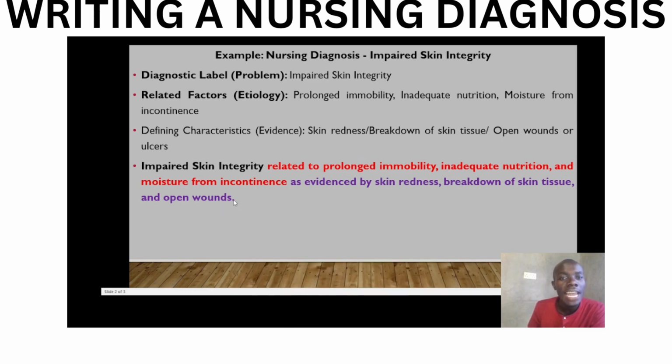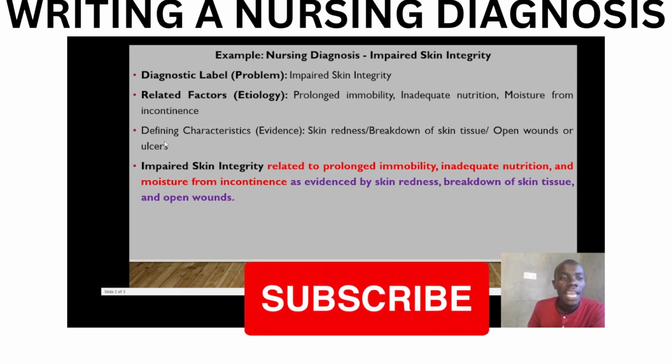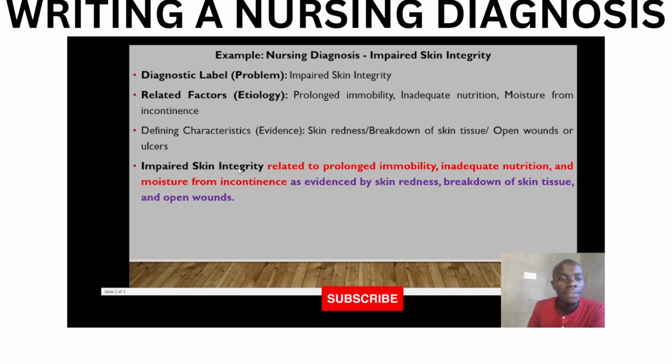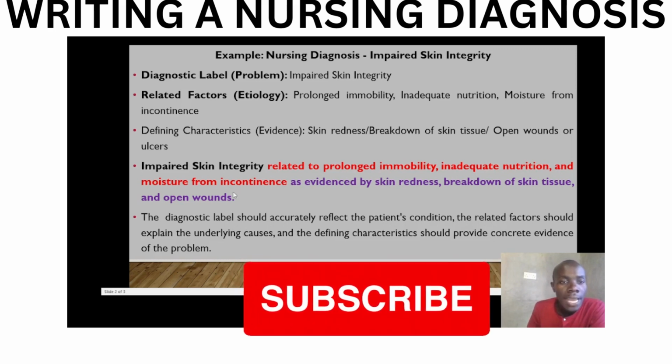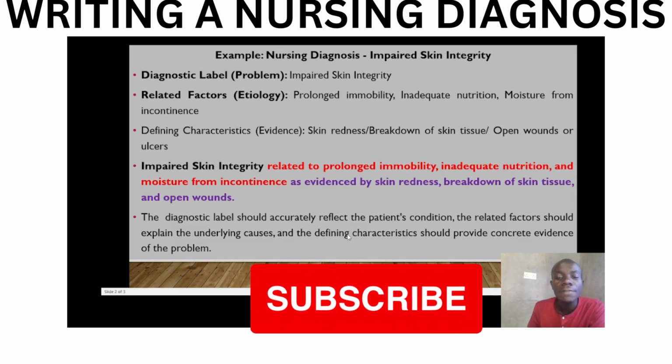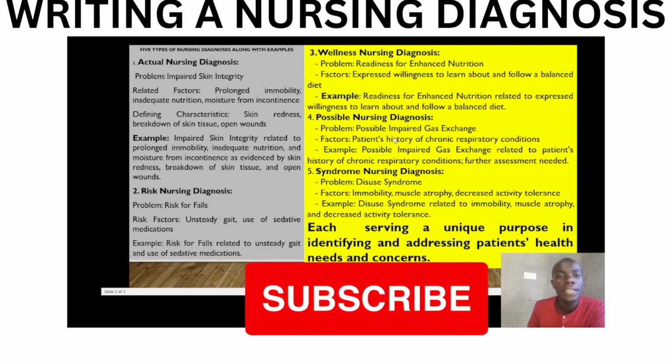And that's how we write a nursing diagnosis, guys. We write the diagnostic label, we write the risk factor, and lastly, we include the defining feature. Remember, the diagnostic label or the problem should accurately reflect the patient's condition. The related factor should explain the underlying causes of the problem, and lastly, the defining characteristics should provide concrete evidence of the problem. So guys, there are 5 nursing diagnoses.